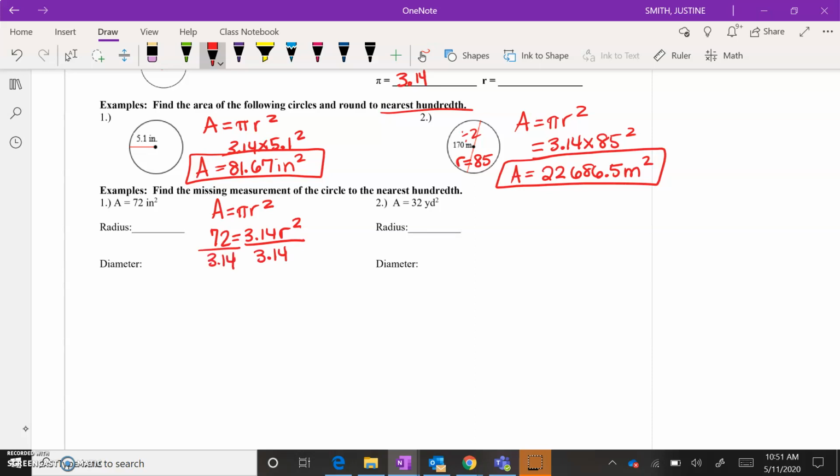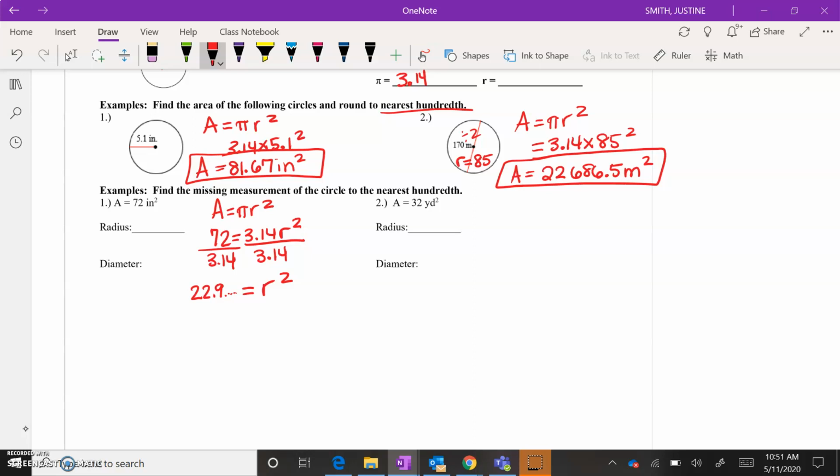Okay, so 72 divided by 3.14 is going to give me a really long decimal. So this is where you need to kind of be careful with your calculator. You're going to keep that decimal in your calculator. Okay, so like it's 22.929 and then it keeps going. So you're going to keep that whole decimal in your calculator. So now we have r squared is equal to that really long decimal that's in your calculator.